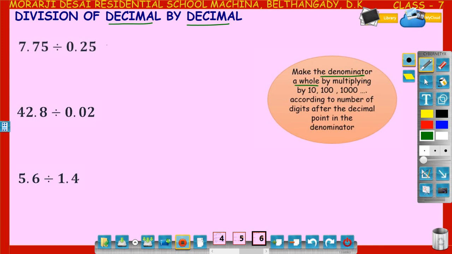Here, in 7.75 divided by 0.25, the denominator is a decimal. We have to make it a whole number. See here, how many digits after the decimal point? We have 2 digits after the decimal point. If 2 digits after the decimal point, then multiply by 100. What you are multiplying to the denominator, the same you have to multiply to the numerator. Now 0.25 into 100. If you are multiplying by 10, 100 or 1000, the point moves to the right, according to the number of zeros. Here 2 zeros in front of 1, so it moves 2 steps. That is 1, 2 steps. So the denominator becomes 25.